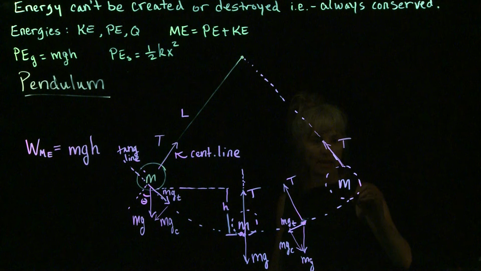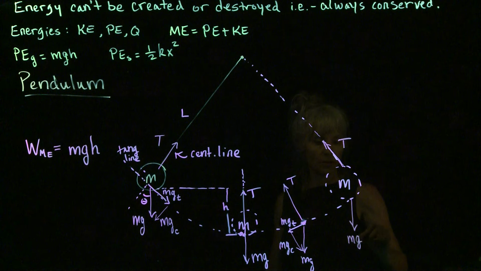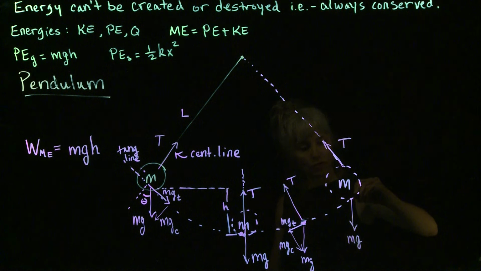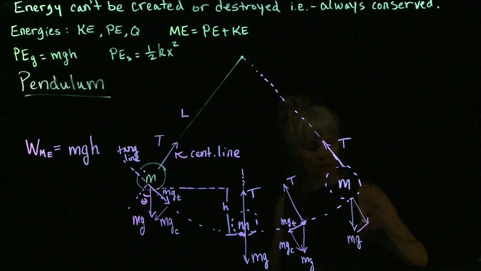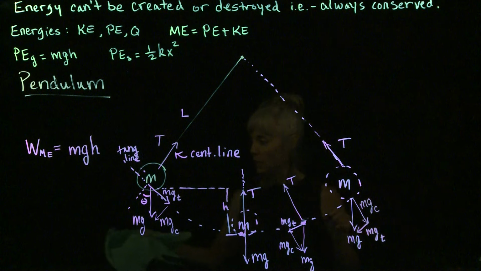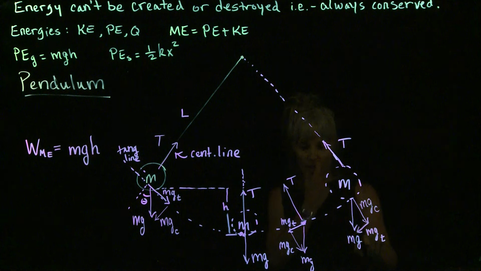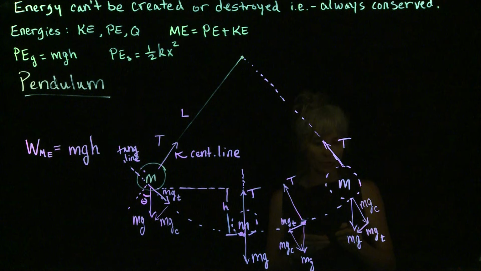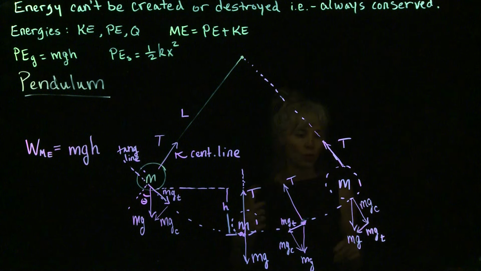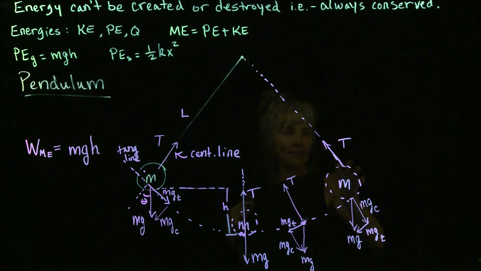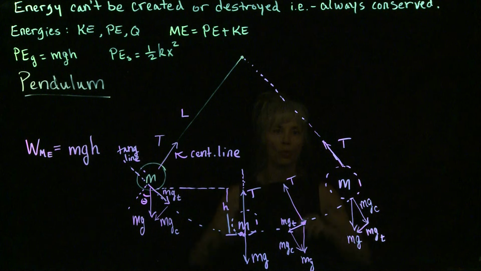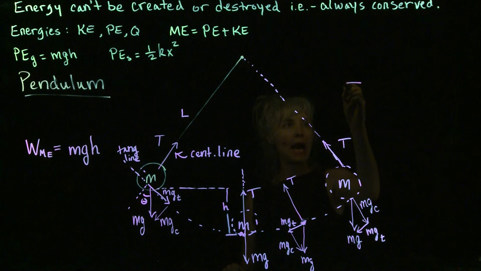And then we have mg, which again points into the center of the Earth, and mg can be resolved again into a piece that is centripetal and a piece that is tangential. So there's mg tangential and there's mg centripetal. This piece of mg tangential is the reason that the bob comes back, right? There's an unbalanced force.